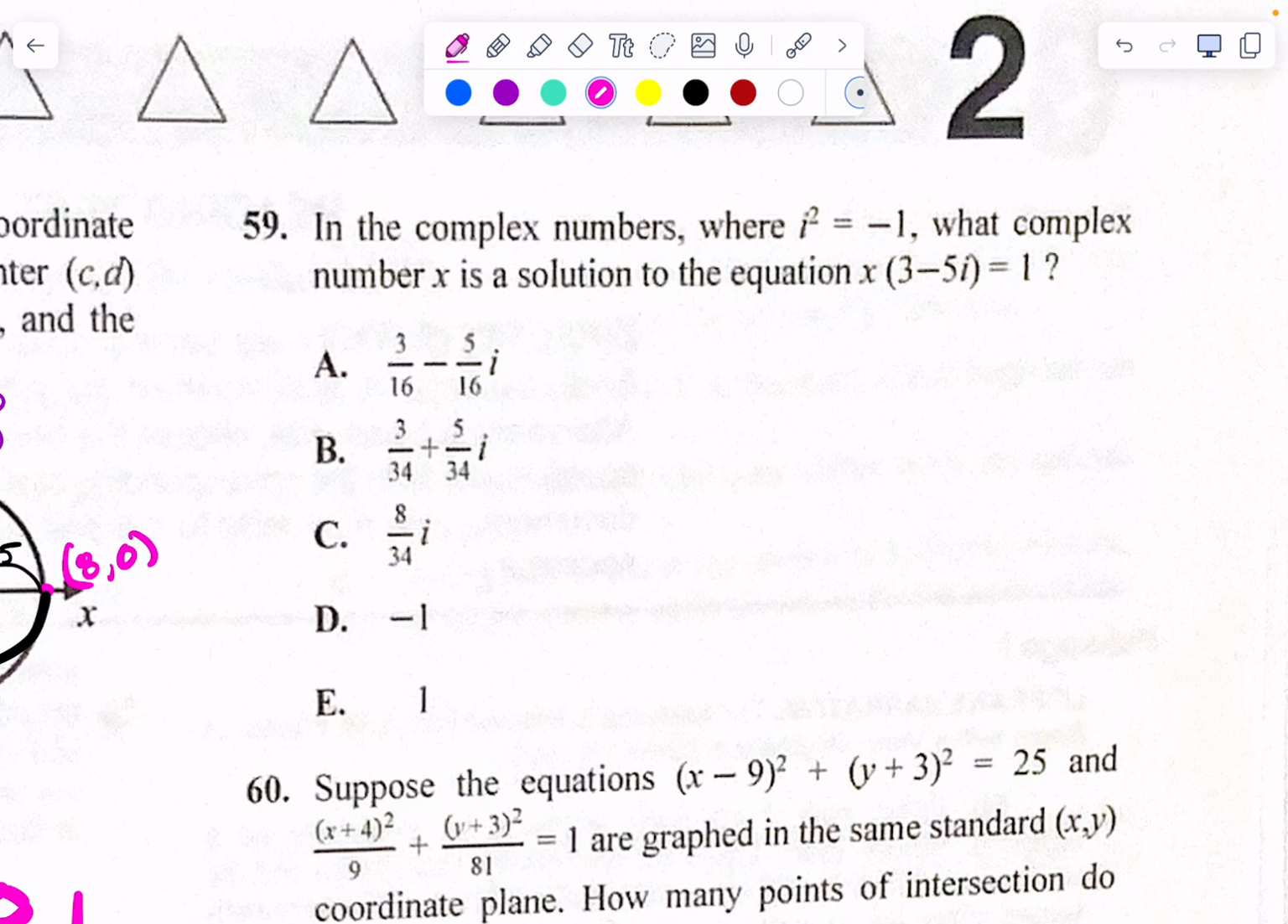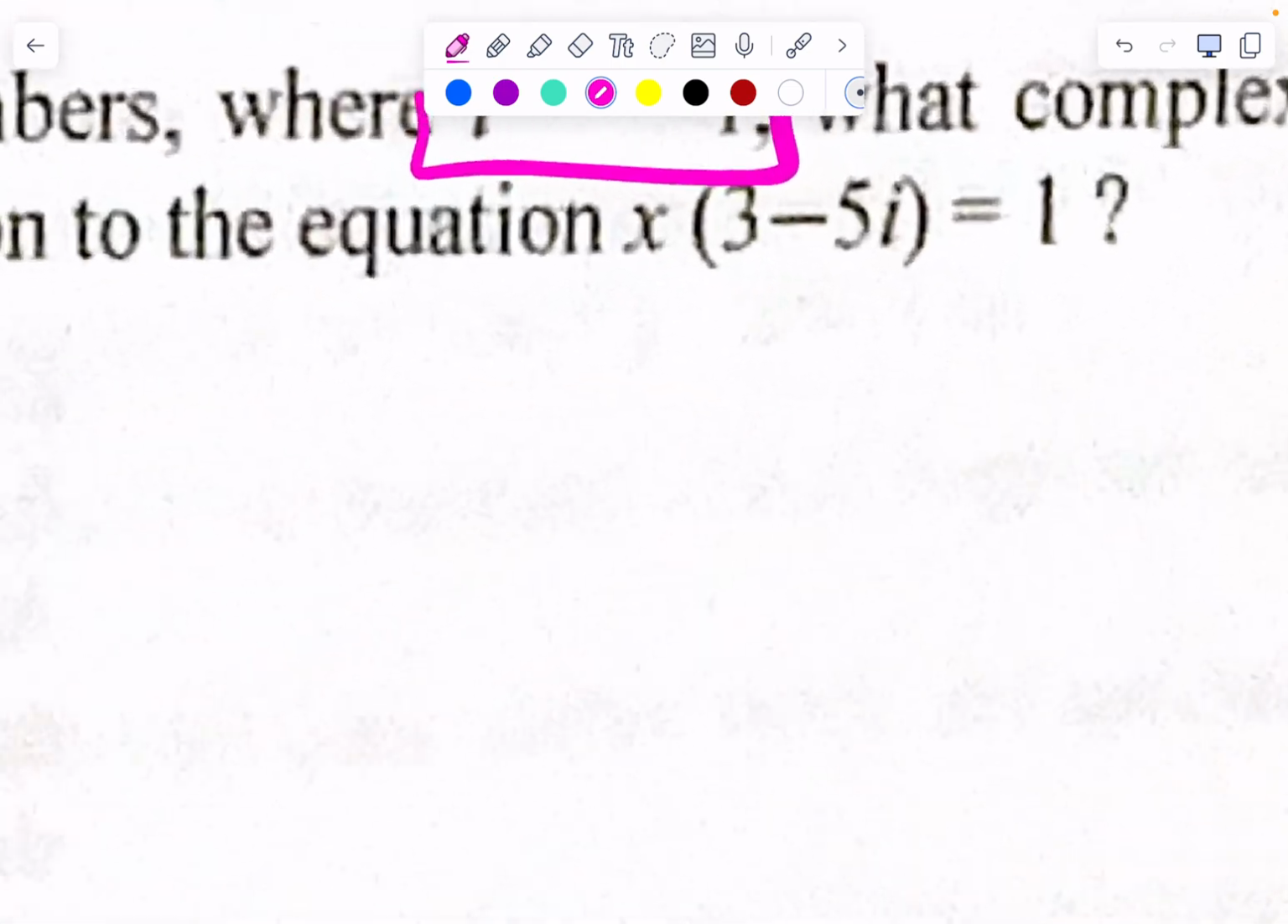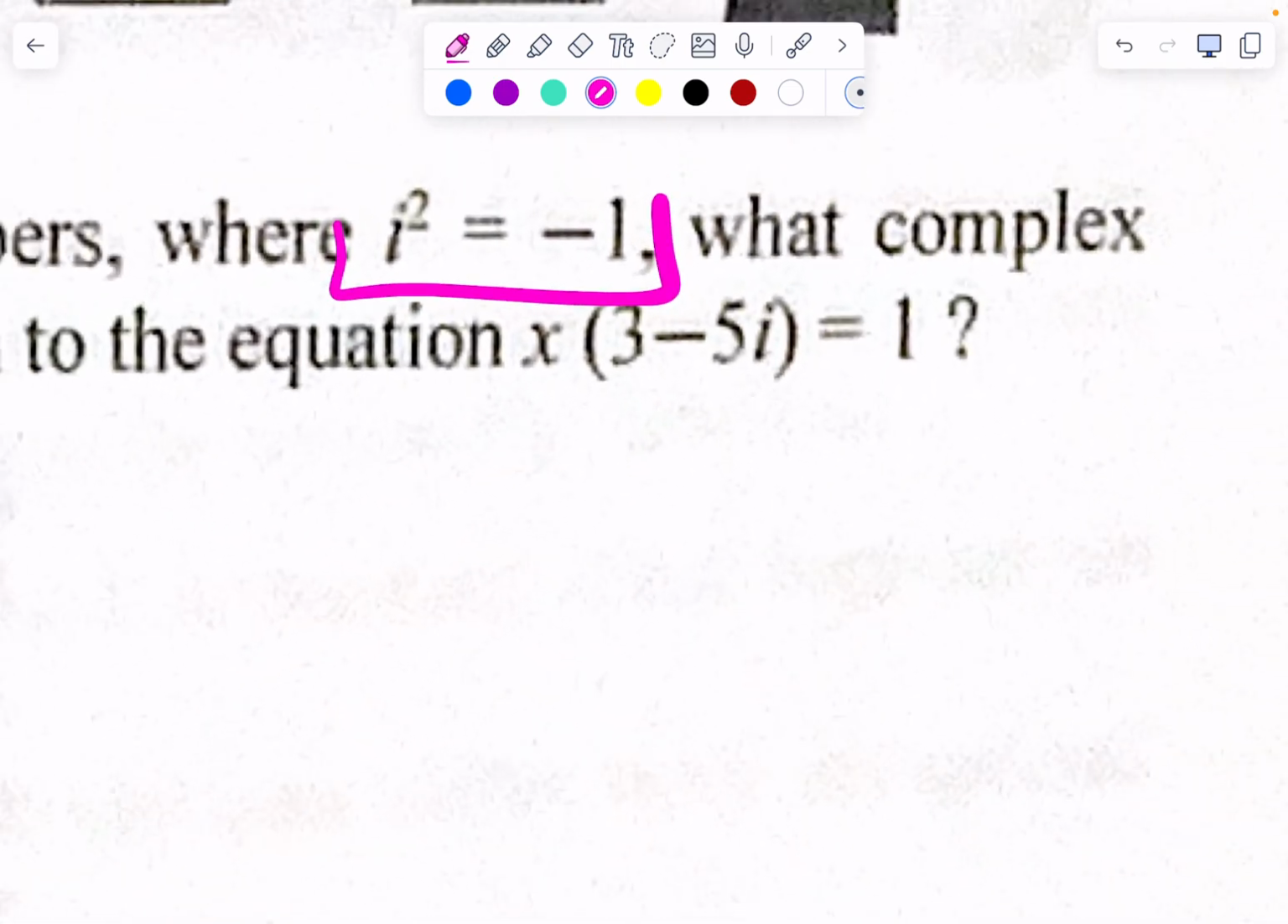Okay, 59 though is an easy one. In the complex number system where i squared equals negative 1, we knew that already, but they're giving it to us. What complex number x is a solution to this equation?